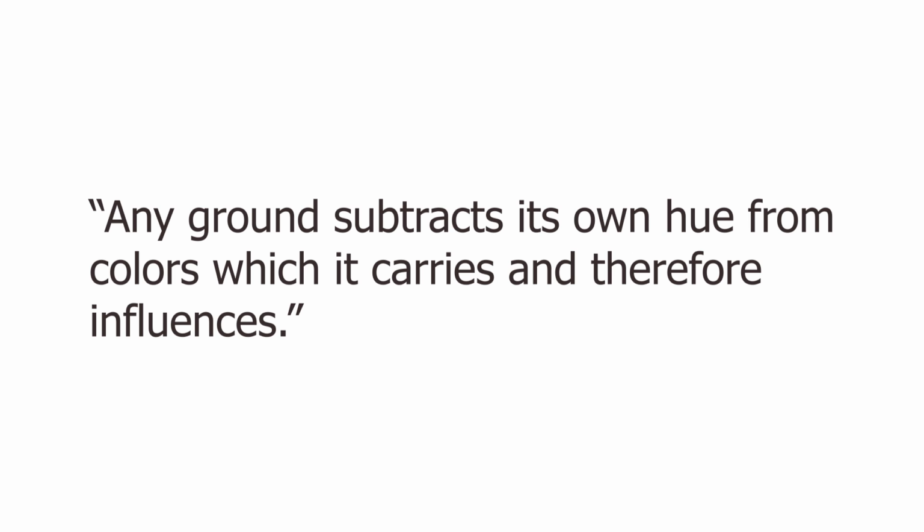Because the principle at play here is the concept of the subtraction of color. And as he says further down the page, he says that any ground subtracts its own hues from colors which it carries and therefore influences. So the idea that the ground, right, the dark blue and the yellow, are subtracting their own hue from the papers that are placed on top of them. So that paper that's on the yellow is being subtracted from it, making what was more of a blue card look more purple.